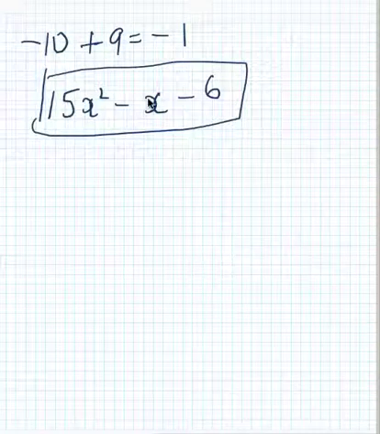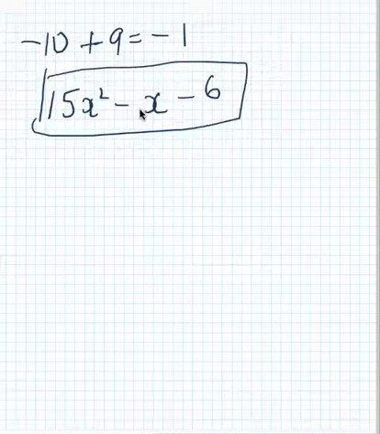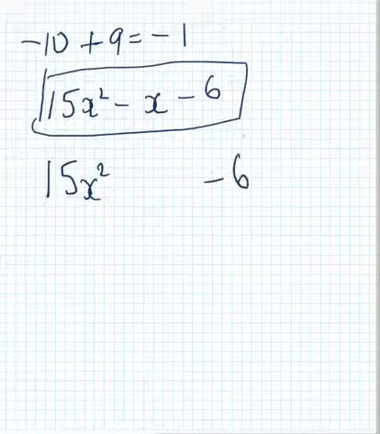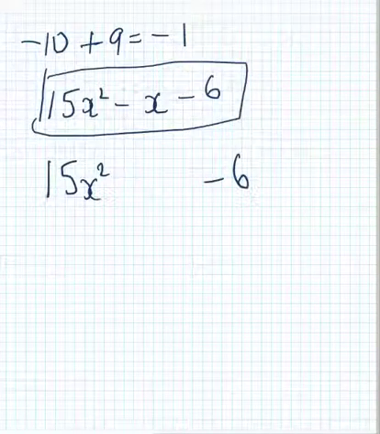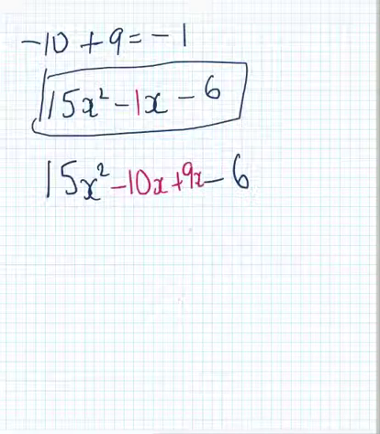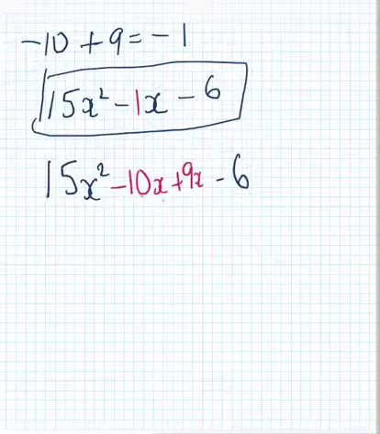Okay, so here's the question we started off with, and we had to factorize this, and we found out that negative 10 plus 9 will give us B here, which is negative 1. So instead of writing negative x, we are going to write it like this. The 15x squared stays the same, the minus 6 stays the same, but what we have changed is the negative 1x, and we are going to write it like this: minus 10x plus 9x. I've just changed the color to emphasize that we have changed the negative x and written it like this: negative 10x plus 9x. And now we will be using the grouping method to factorize this.